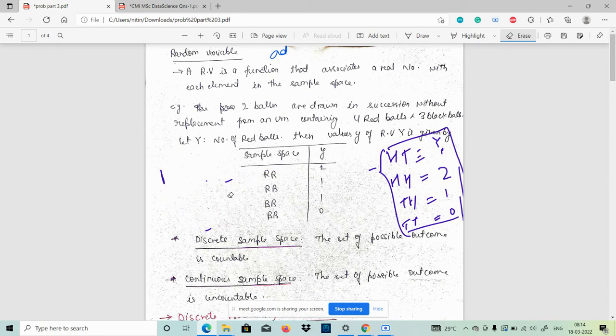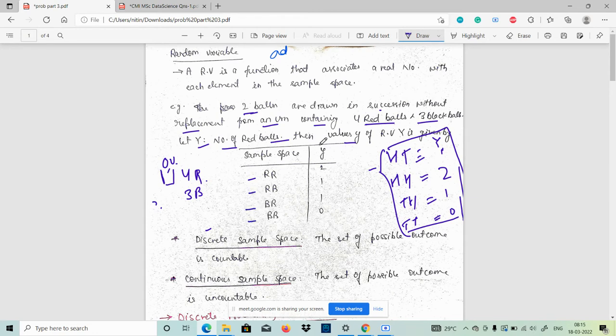For one more typical example, two balls are drawn in succession without replacement from an urn containing four red balls and three black balls. So there is an urn with four red balls and three black balls, and we are drawing two balls from it. Let Y be the random variable, the number of red balls. What are all the possibilities? Since red and black balls are in the bag, it can be two red balls, a red ball and a black ball, a black ball and a red ball, or two black balls.